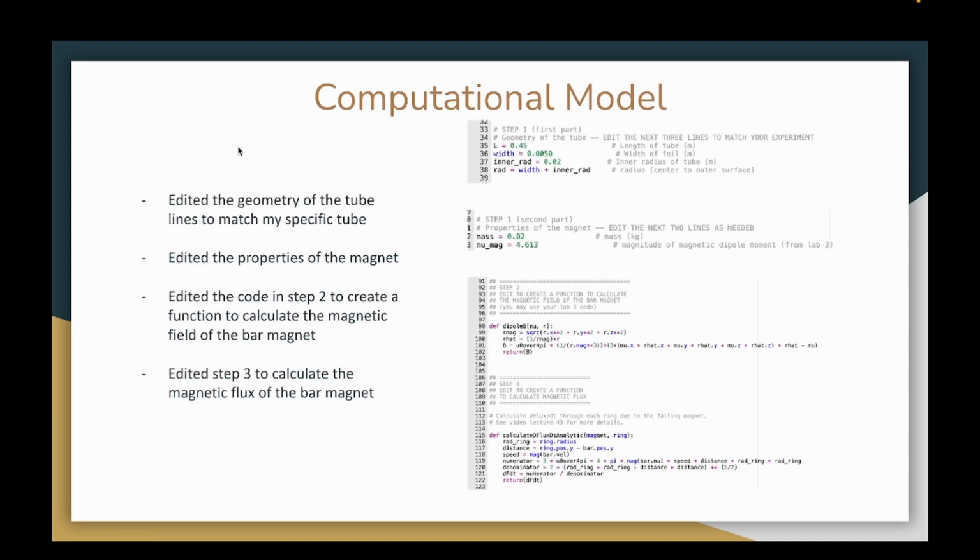And now we get to the computational model. So here I edited the lines of the geometry of the tube to match my specific tube. And here I edited the properties of the magnet. And then down here I edited the code in step 2 to create a function to calculate the magnetic field of the bar magnet. And then I edited step 3 to calculate the magnetic flux of the bar magnet down here.